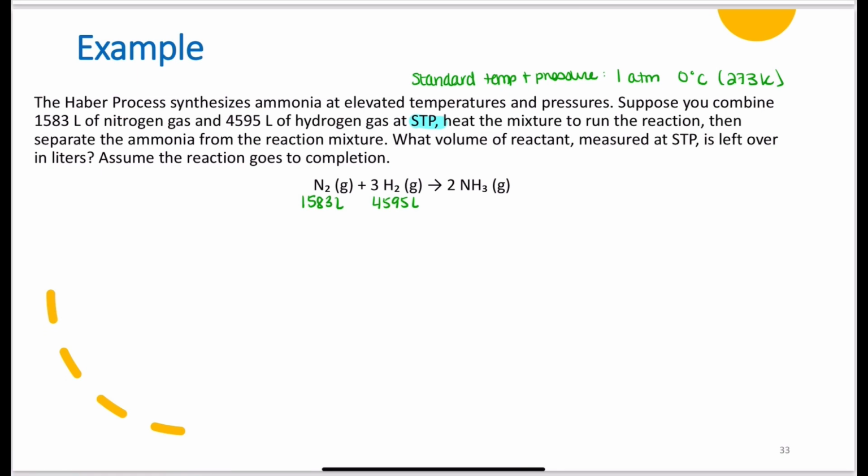Heat the mixture to run the reaction, then separate the ammonia from the reaction mixture. What volume of reactant measured at STP is left over in liters? Assume the reaction goes to completion. So it is still a limiting reactant problem. I just want to know how many liters of excess remain at the end. Let's find the number of moles of N2.